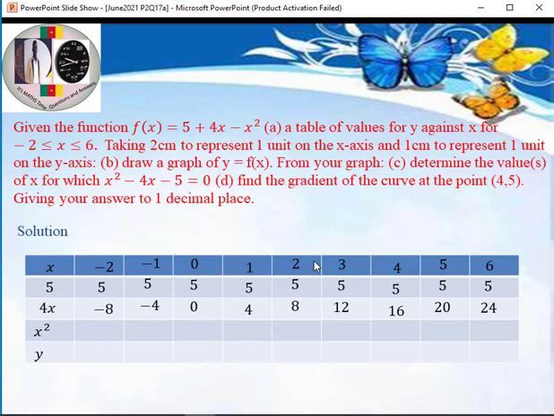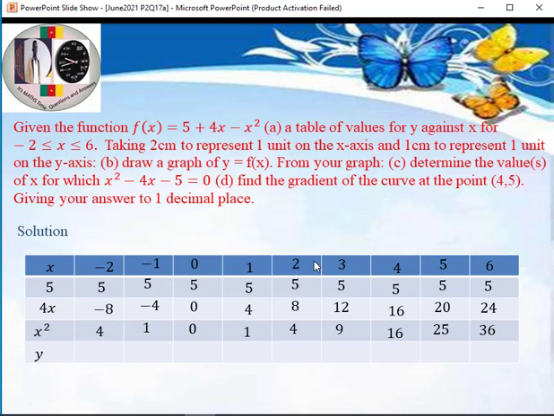So x squared, we are going to have minus 2 squared, which is 4. We are going to have minus 1 squared, which is 1. 0 squared is 0. 1 squared is 1. 2 squared is 4. 3 squared is 9. 4 squared is 16. 5 squared is 25. And 6 squared is 36. So those are the values.